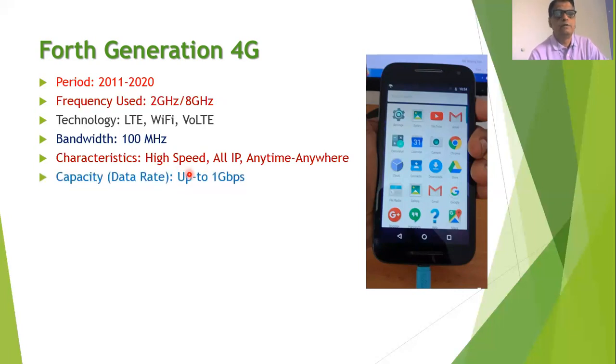These are the special characteristics of 4G technology. The speed of the network was enhanced, and a good 4G network can offer you a speed up to 1 gigabit per second. Practically, it may not be possible for you to get this much high speed, but certain good networks can offer you a speed up to 1 gigabit per second.